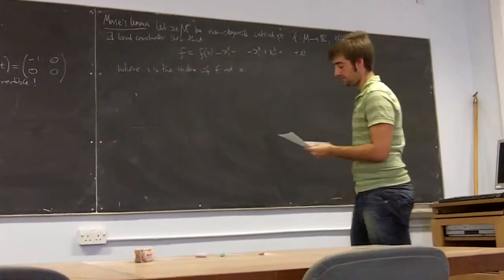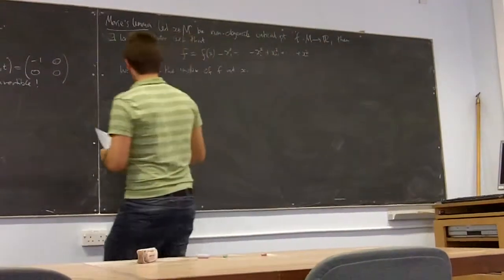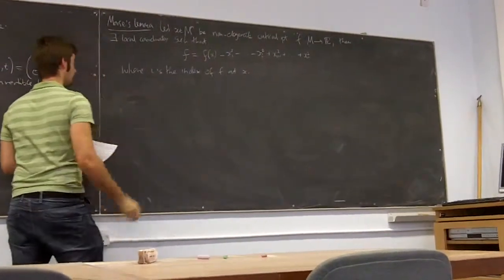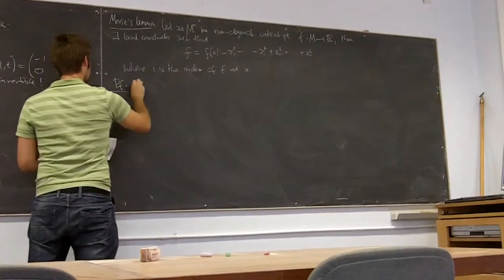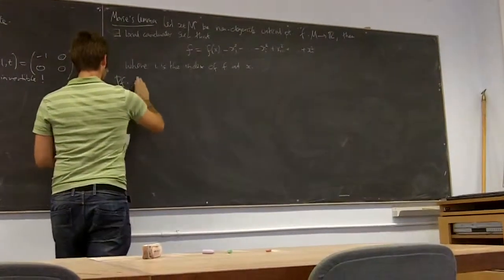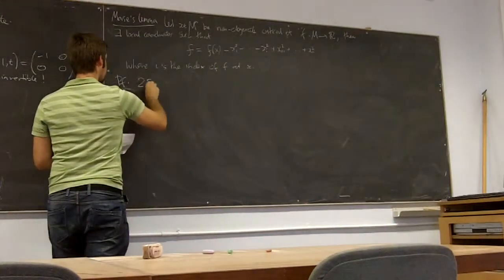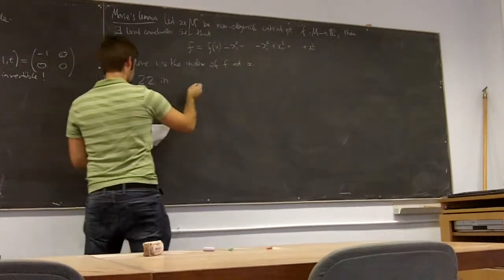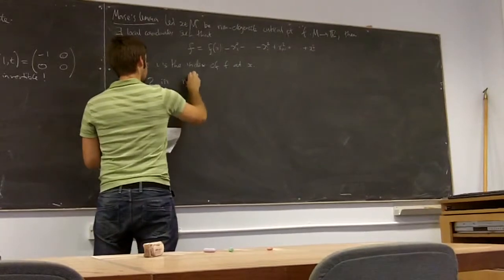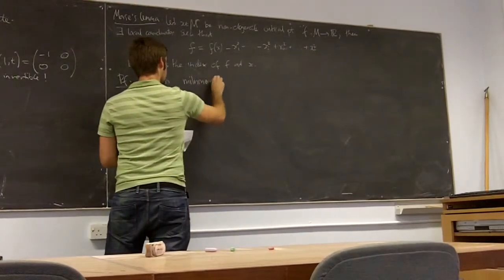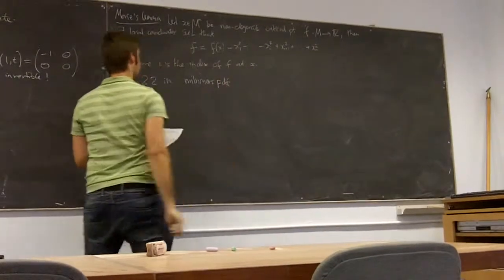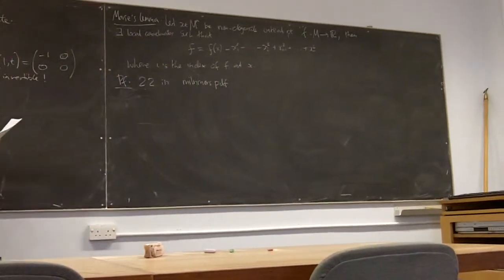For a proof of this, you just look at Milnor's paper. So this is 2.2 in, well, you can find from Andrew, it's called millmores.pdf.